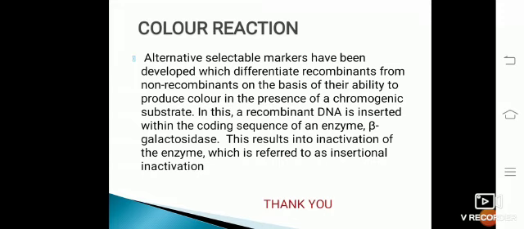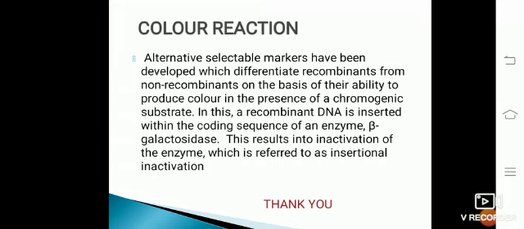A vector is an extra chromosomal body used in biotechnology for making recombinant DNA. With the help of recombinant DNA, biotechnology is very helpful in finding different types of genes and genes of interest. We have to make multiple copies of that gene, and this is all about this part.